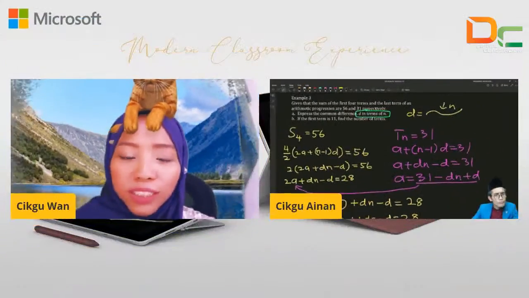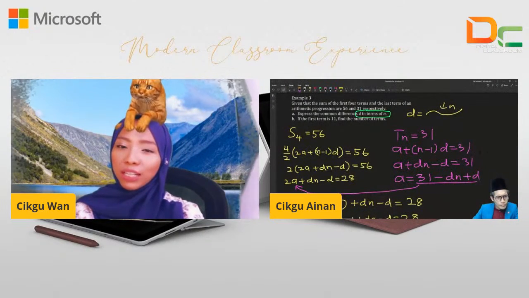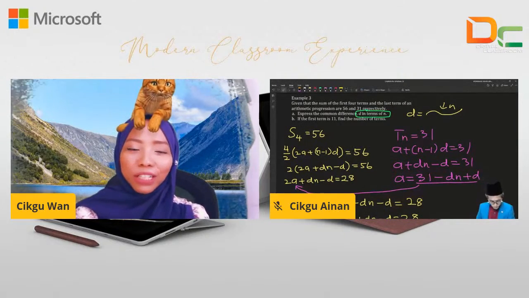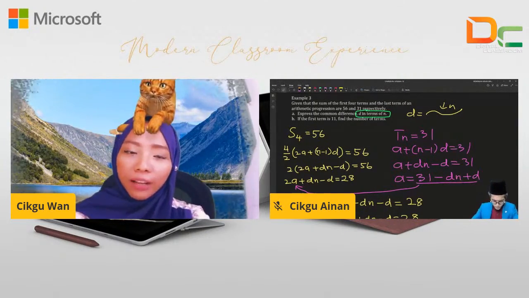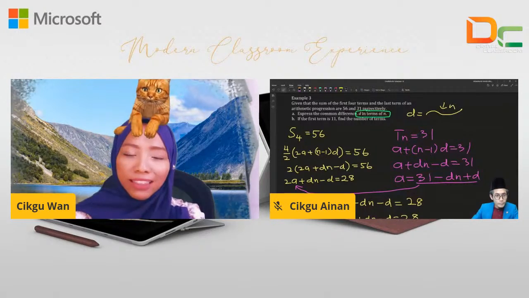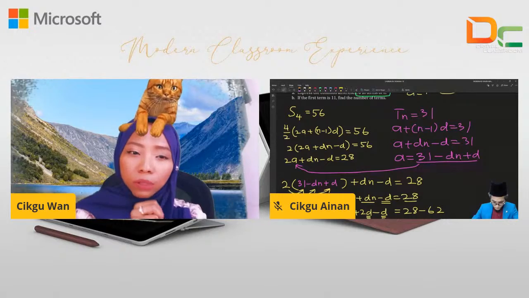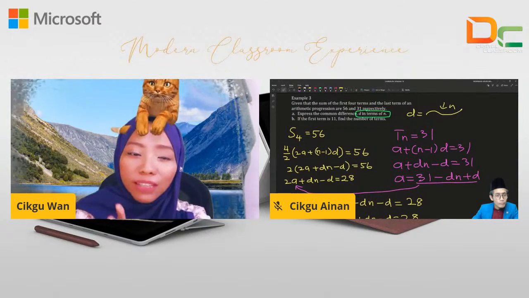Okay, so students, how many in total? Question that we have discussed? We really hope that you learn a lot. Okay, so Aina will continue. And bear in mind the difference between the next 7 terms, like question number 2 just now, the sum of the next 7 terms and the sum of 7 terms. What's the difference?